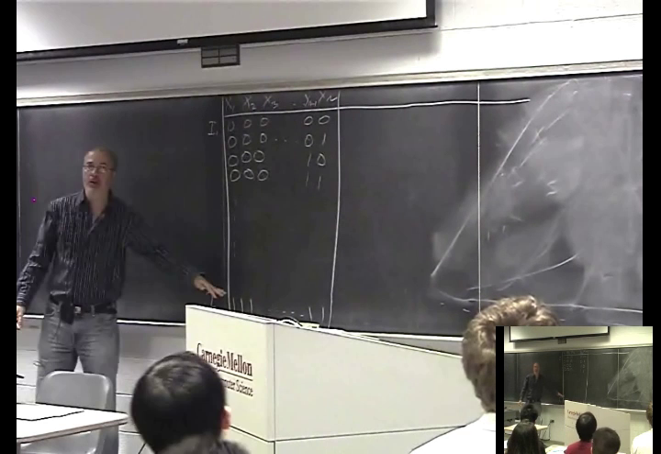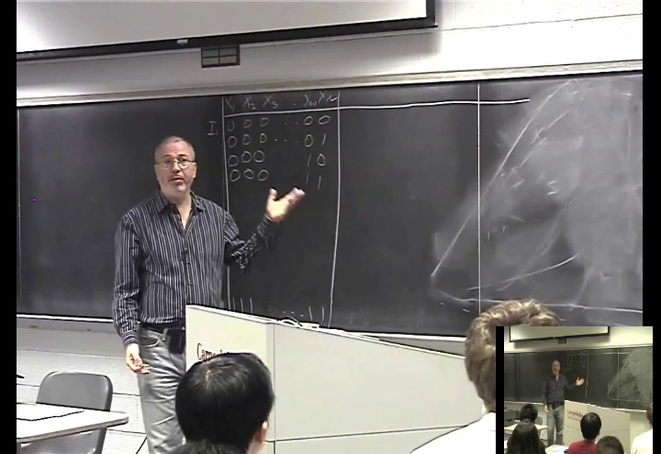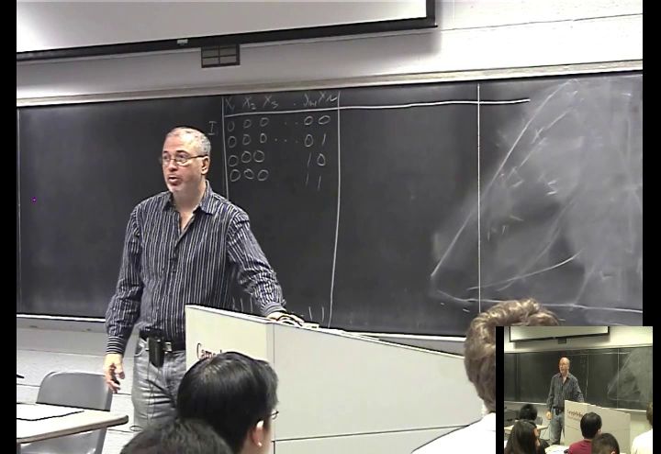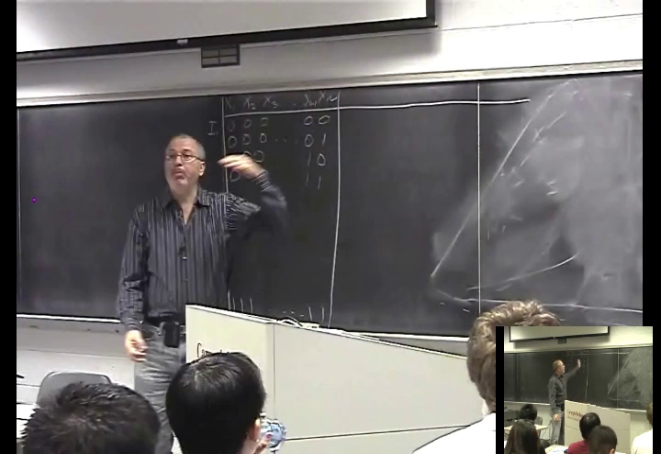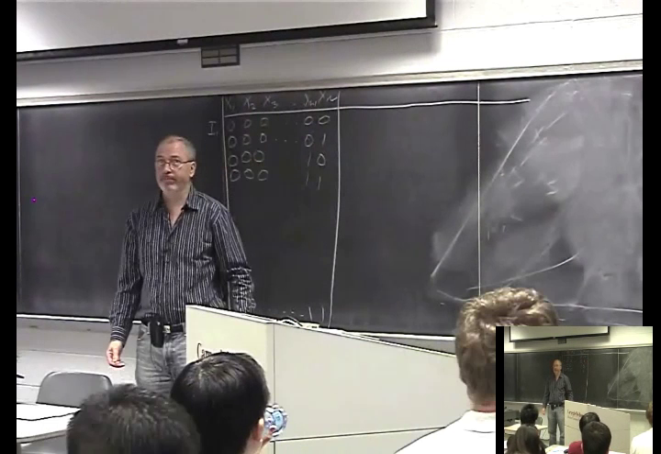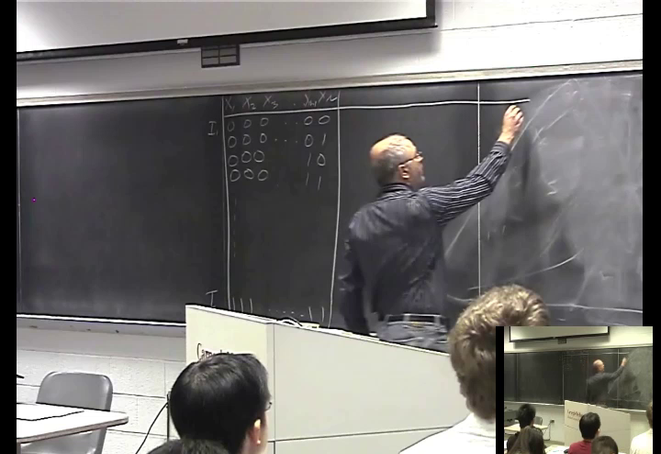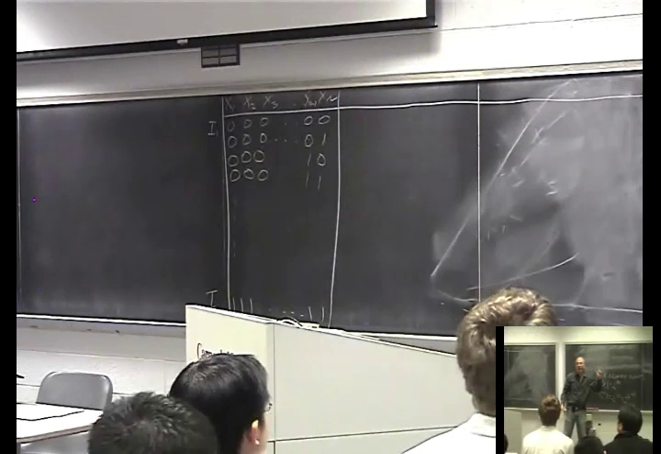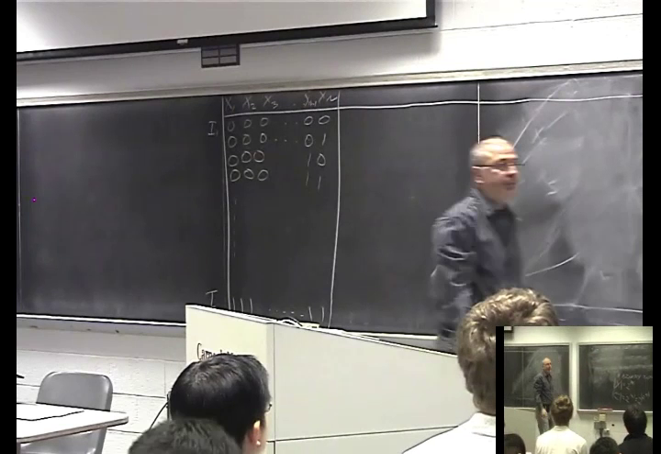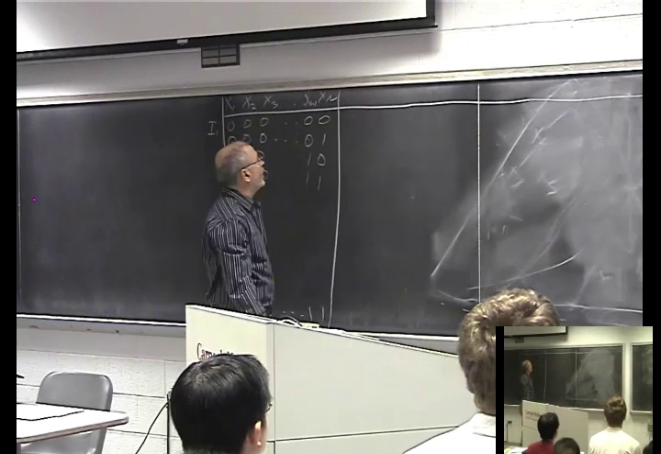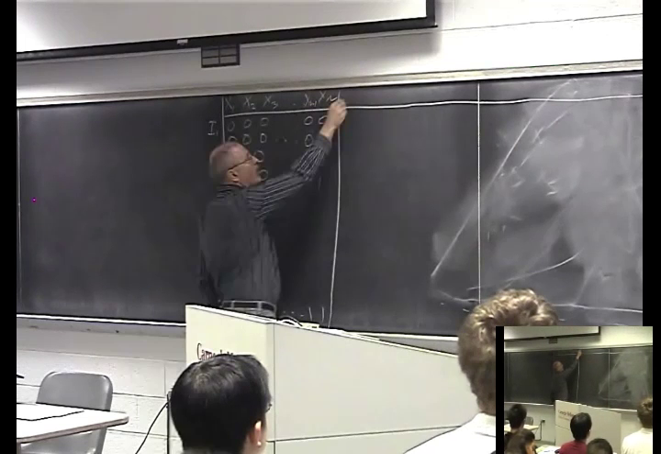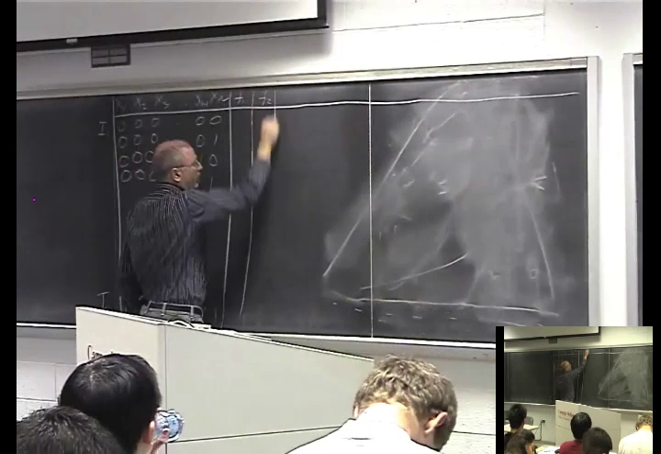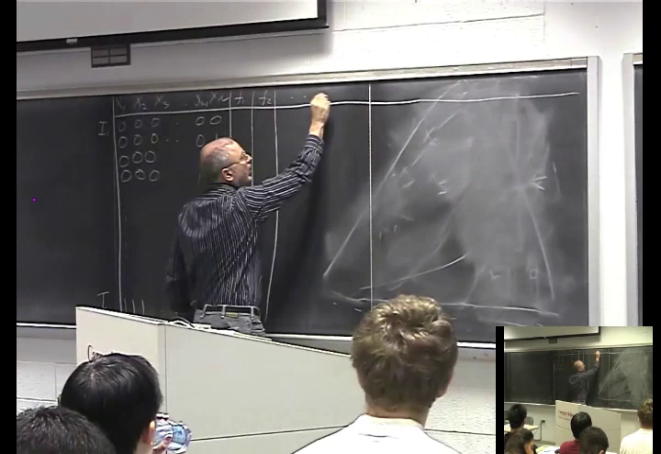2 to the n rows. Each input is represented by a bit vector of n bits. You're familiar with that. And now I'm going to put here all possible functions. First of all, the line would have to be very, very long. Have to go all the way to Tanzania and back. This is going to be the first function, f1. It's going to be f2, and so forth.